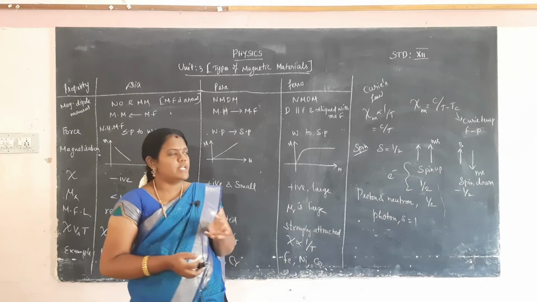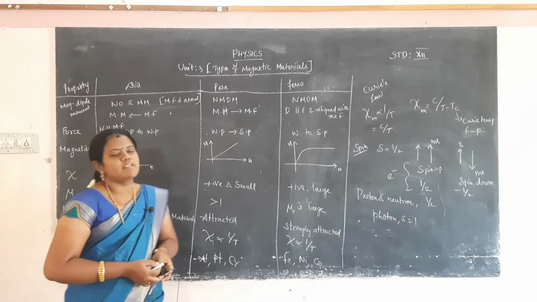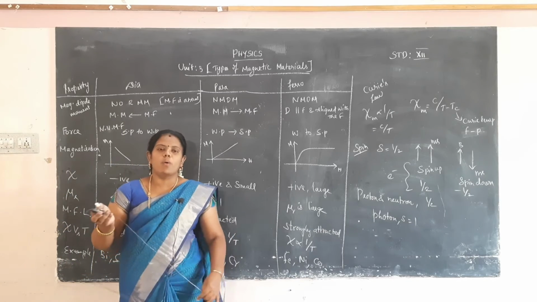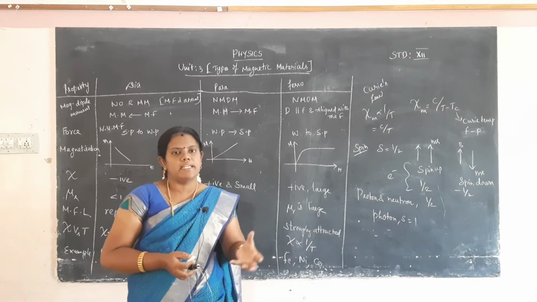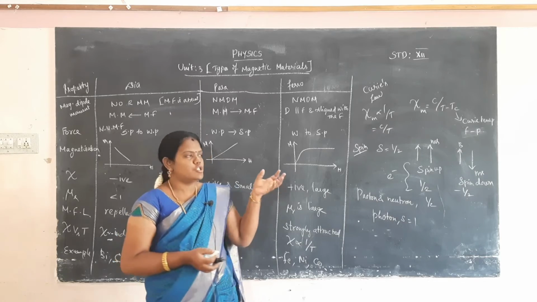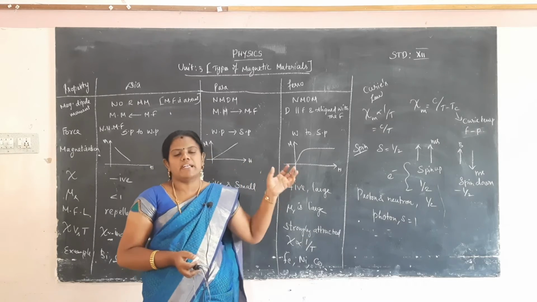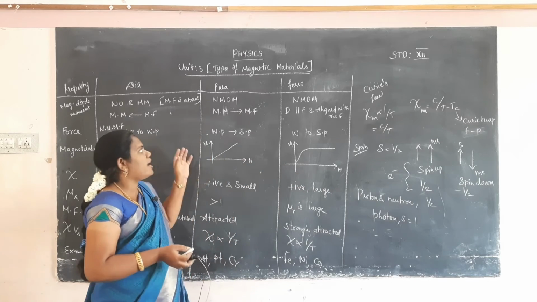Okay. In today's session I will explain the types of magnetic materials. What is the meaning of magnetic materials? If a material has magnetic property, it is called a magnetic material. So what are the types of magnetic materials? Due to the property, the materials are classified into three: dia, para and ferro.